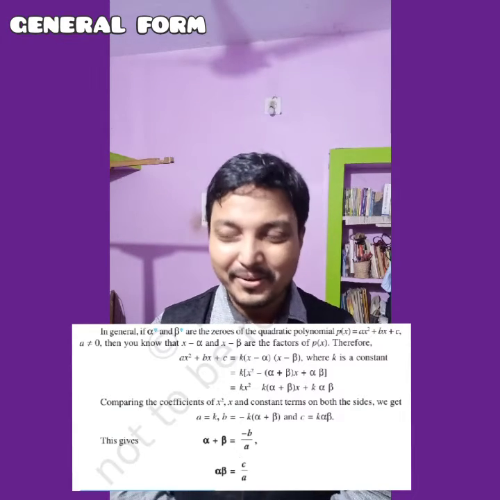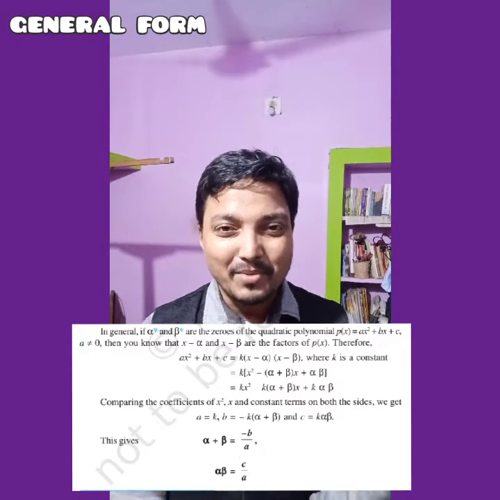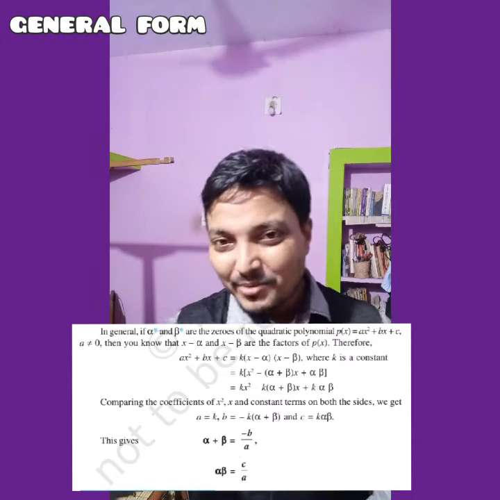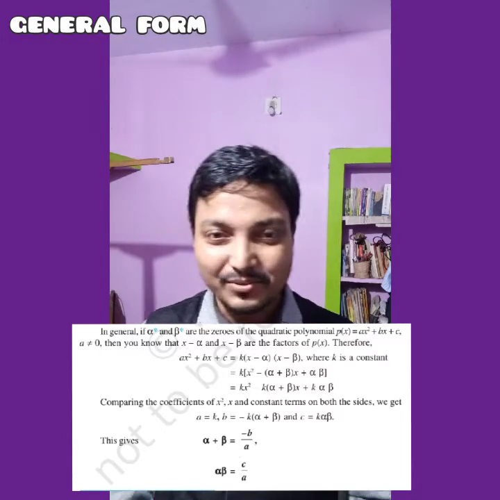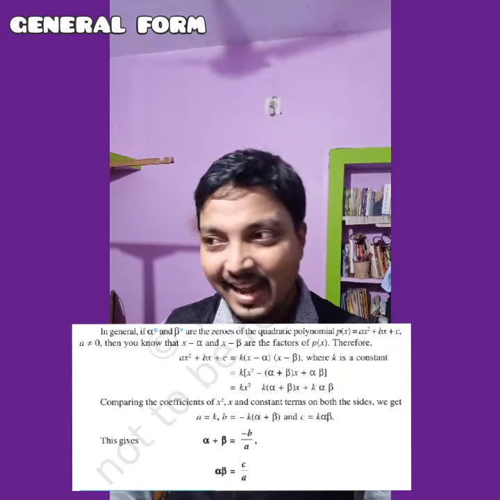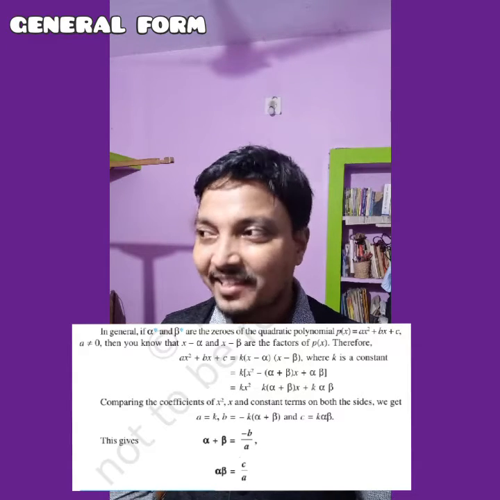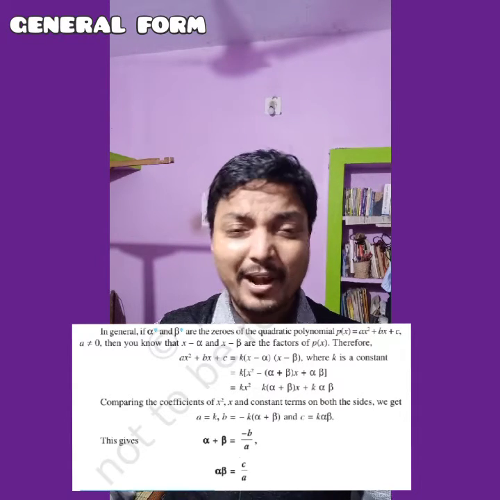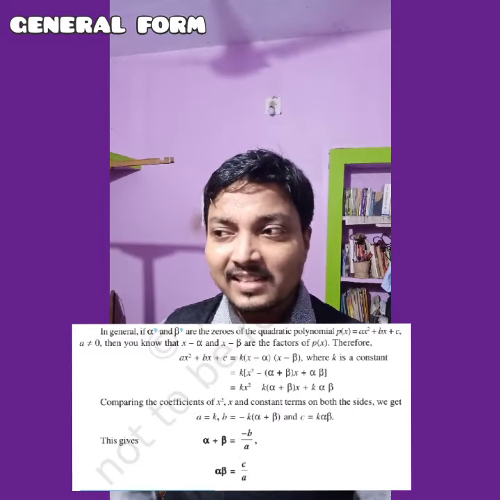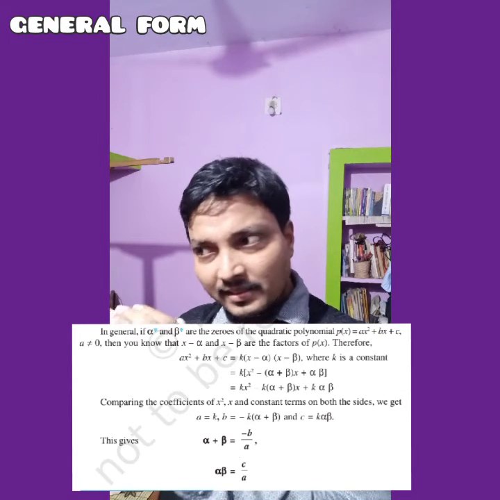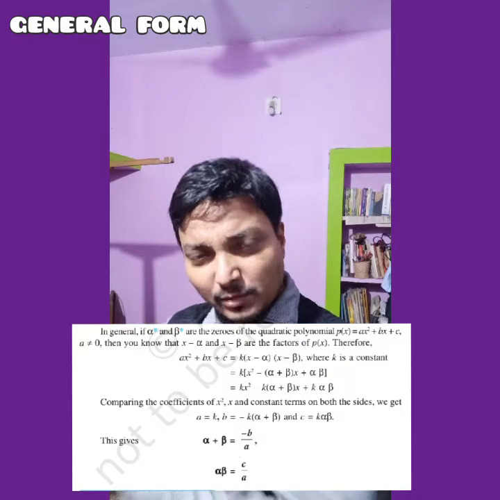Understood or not understood? Otherwise you just have to remember from now onwards, if you get any zero, the factor we can write is x minus that zero. x minus alpha is one factor and x minus beta is another factor. So our quadratic polynomial ax square plus bx plus c can be expressed as the product of the two factors, x minus alpha whole into x minus beta.